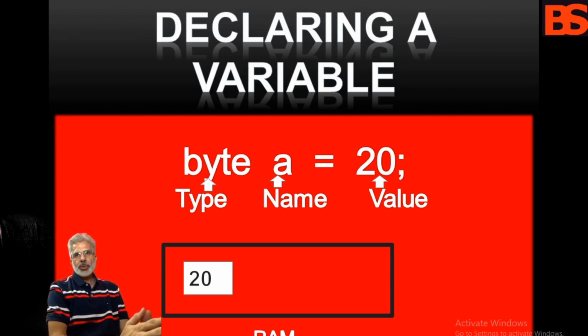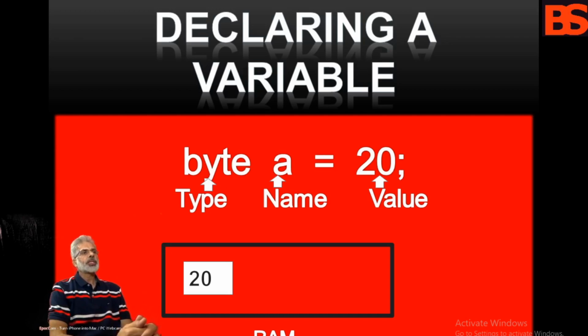So here you can see byte a equal to 20. Byte is the name of the type, so the type of data that can be stored in this variable. A is the name of the variable, the name given to the variable. In this way, a name can be given to a memory location.